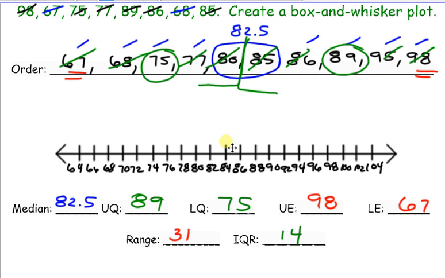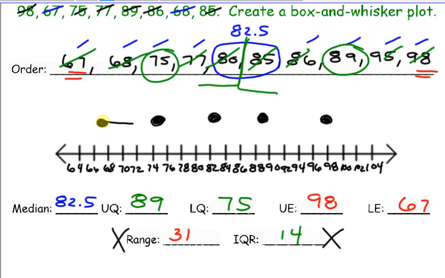Alright, so let's start to put this information on the graph. I have 67, and then I have 98, I have 75, and I have 89, which is going to be right around here. And then I have 82.5, which is going to be right about here. And remember, you do not graph the range and you do not graph the interquartile range.